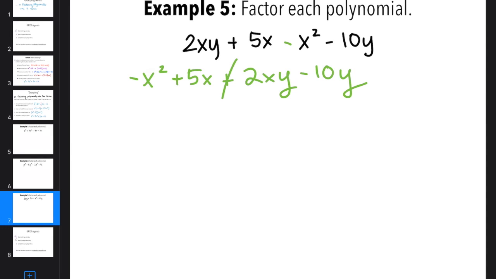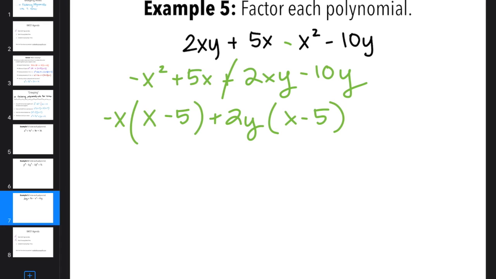Now I'm going to divide in half. I'm going to pull out x. I'm going to pull out negative x. Okay, just make it easy. So that leaves me with x minus 5. All right. Looking at my second half, what can I divide both those polynomials by? I can divide them both by 2y, leaving me with x minus 5. See how rearranging it to its proper order makes grouping a lot easier.